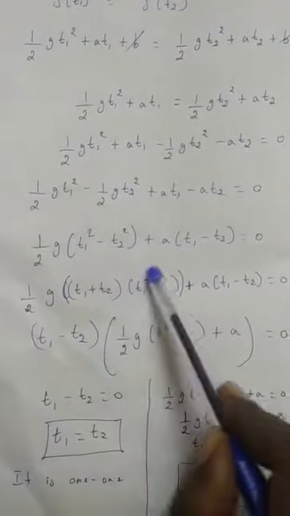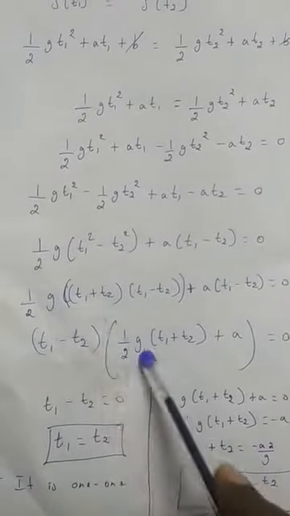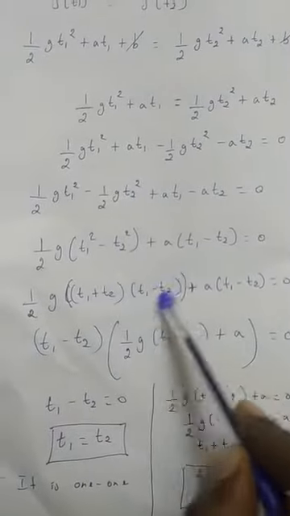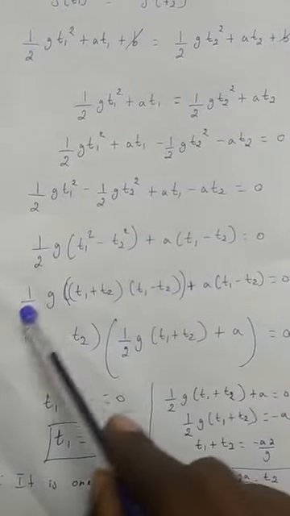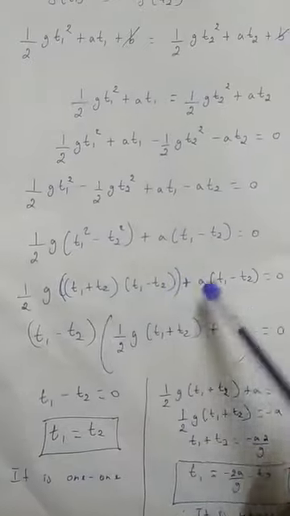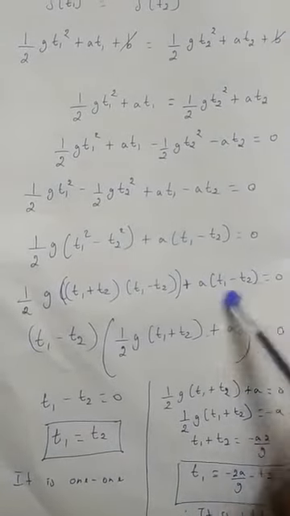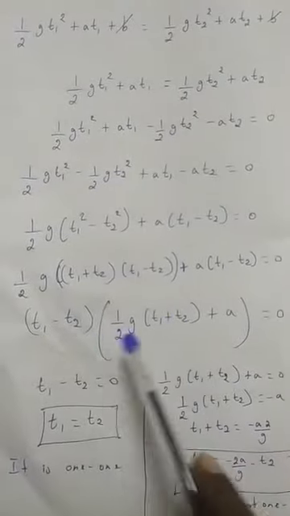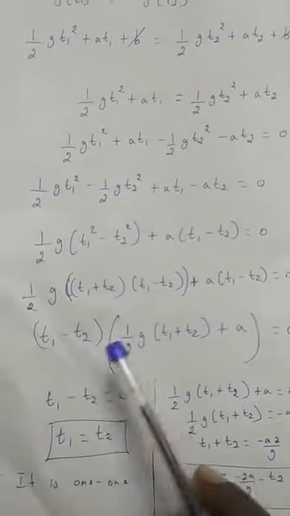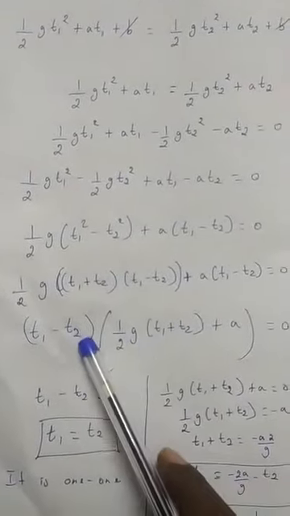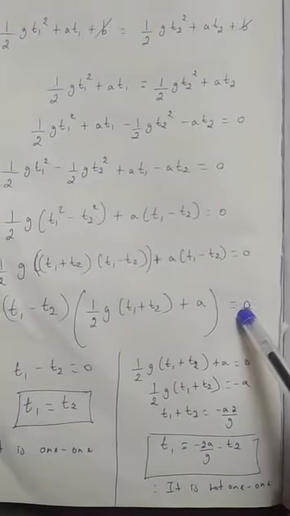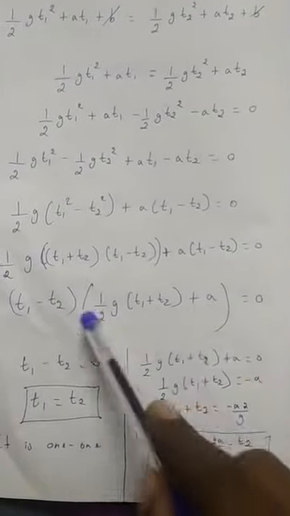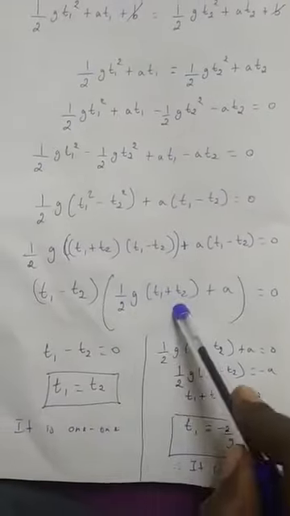So therefore, what is the remaining part here? 1 by 2 g (t1 plus t2). So I took this t1 minus t2, right? So remaining is 1 by 2 g (t1 plus t2), plus the same way here I took this t1 minus t2. What is remaining? a is equal to 0. Now it is a product of two terms, I mean two polynomials, right? So now I am going to equate this 0 to both of these products.